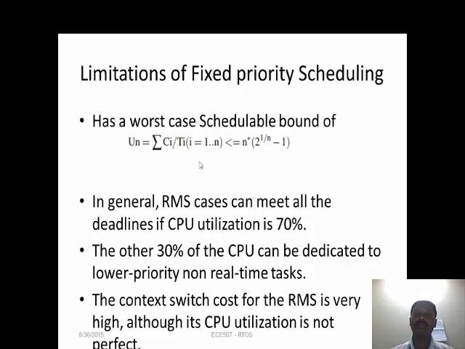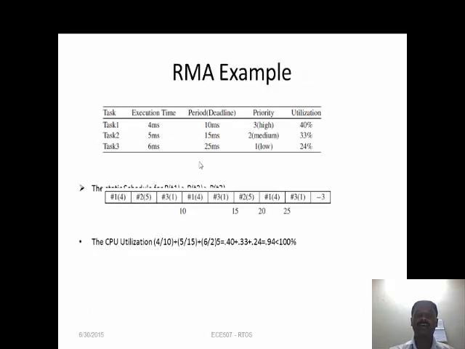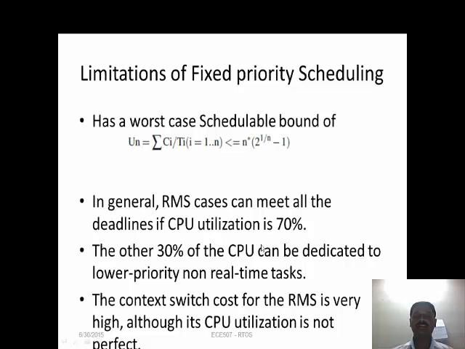The CPU utilization factor, calculated by the formula 4 divided by 10 plus 5 divided by 15 plus 6 divided by 20, equals 0.94 in this particular example, and it has to be lesser than 0.69. If that is satisfied, then we understand that we can deploy the rate monotonic scheduling algorithm in an effective manner. The other 30% is generally taken by lower priority tasks for non-real-time computations. The context switching is very high, although the CPU utilization is not perfect.